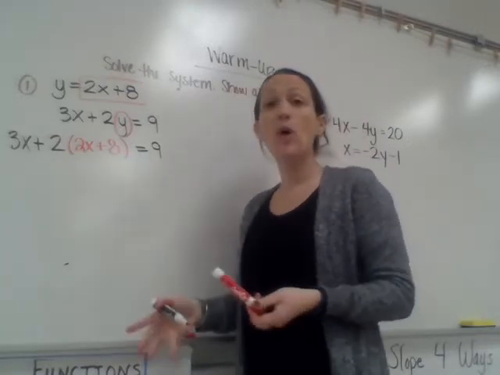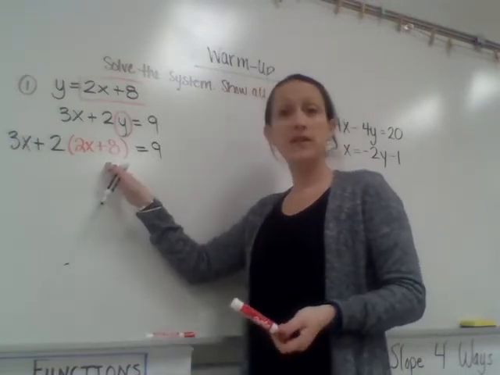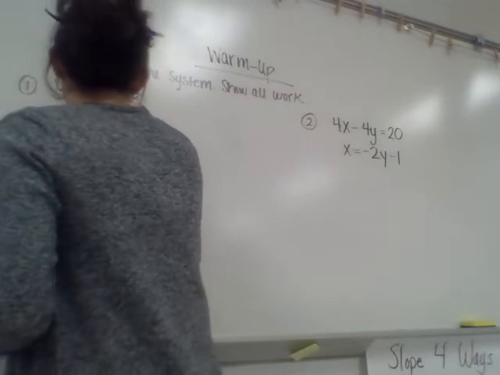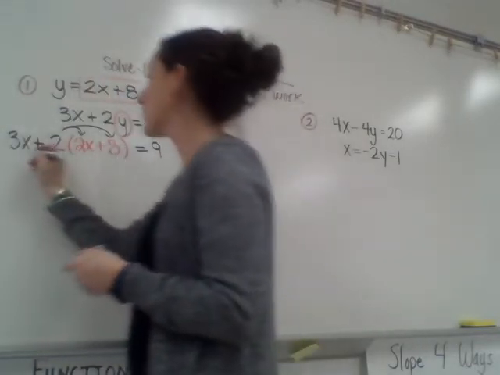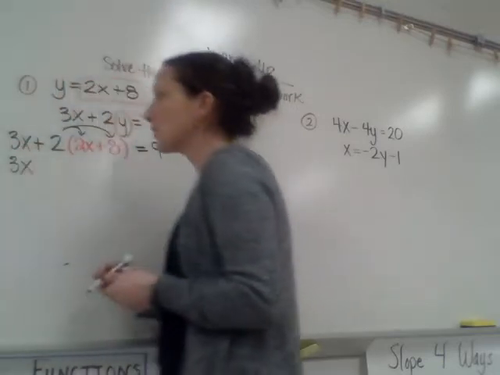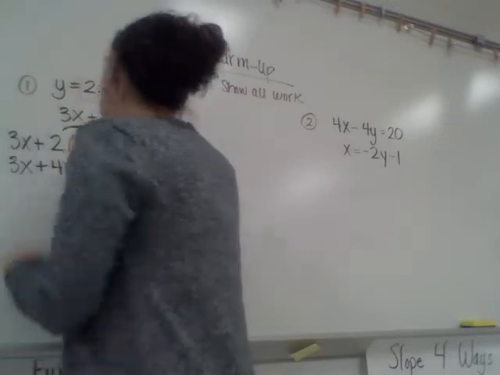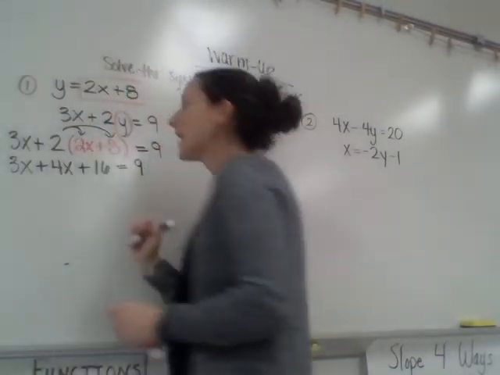By taking out the y and substituting in my first equation, now notice my entire equation just has x's. There's no y's anymore. So I can solve because I only have one variable. I have parentheses, so the first step in solving is I'm going to distribute, which means I have to multiply to both terms in those parentheses. The 3x just hangs out front, so 3x plus 2 times 2x is 4x. 2 times 8 is 16 equals 9.